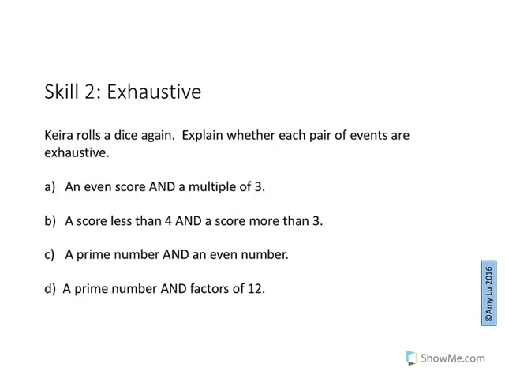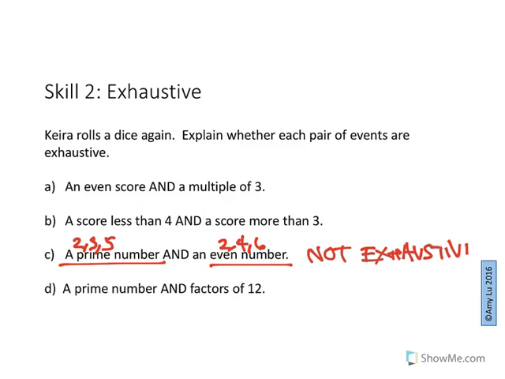Okay, a prime number and an even number. So prime numbers are 2, 3, and 5. Even numbers, 2, 4, and 6. Is this exhaustive? No, it is not exhaustive because we don't use the 1 at all. It's missing the 1.